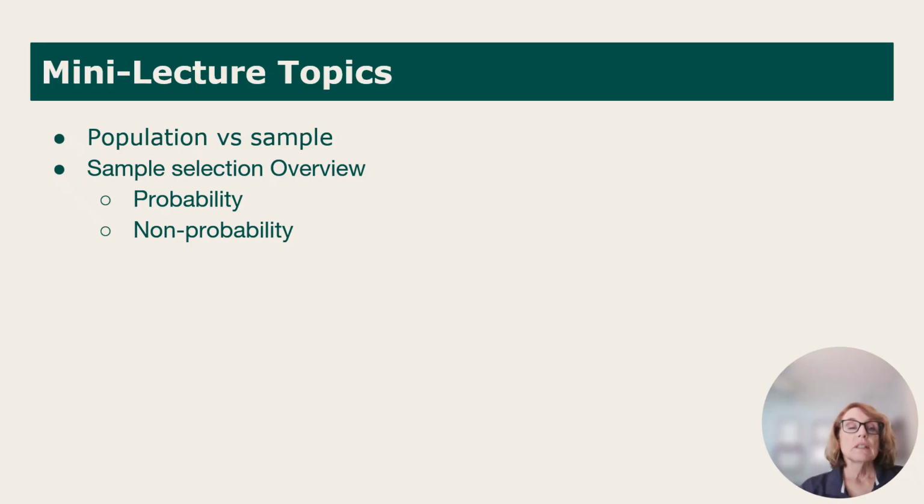First, we'll just review the difference between a population and a sample, and then we will look at a sample selection overview. And the two main types are probability and non-probability sampling techniques.